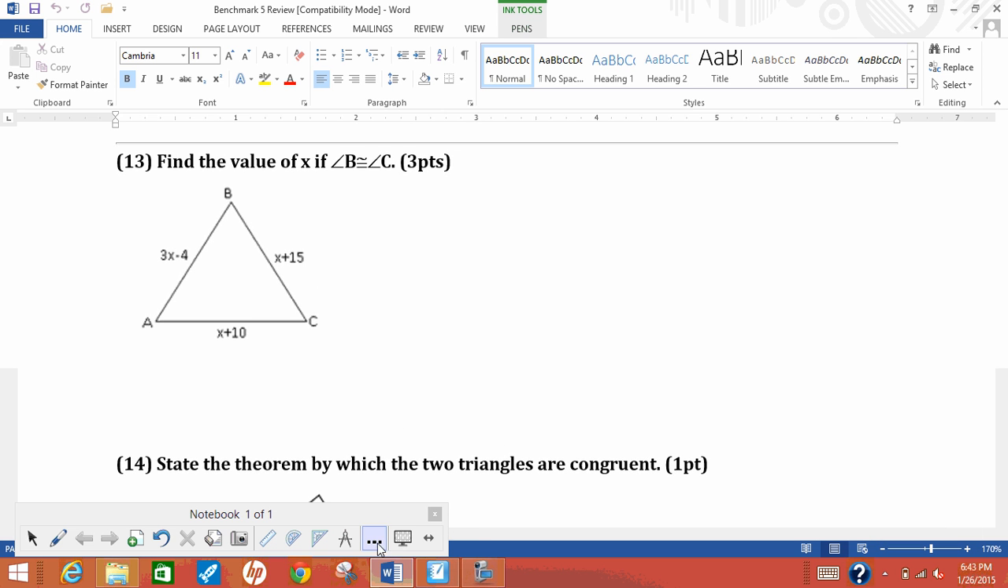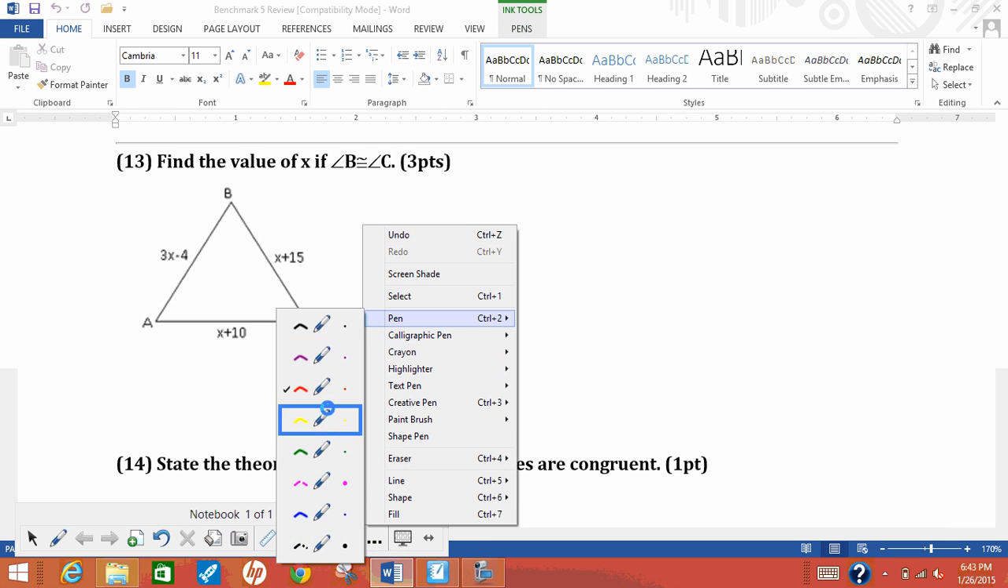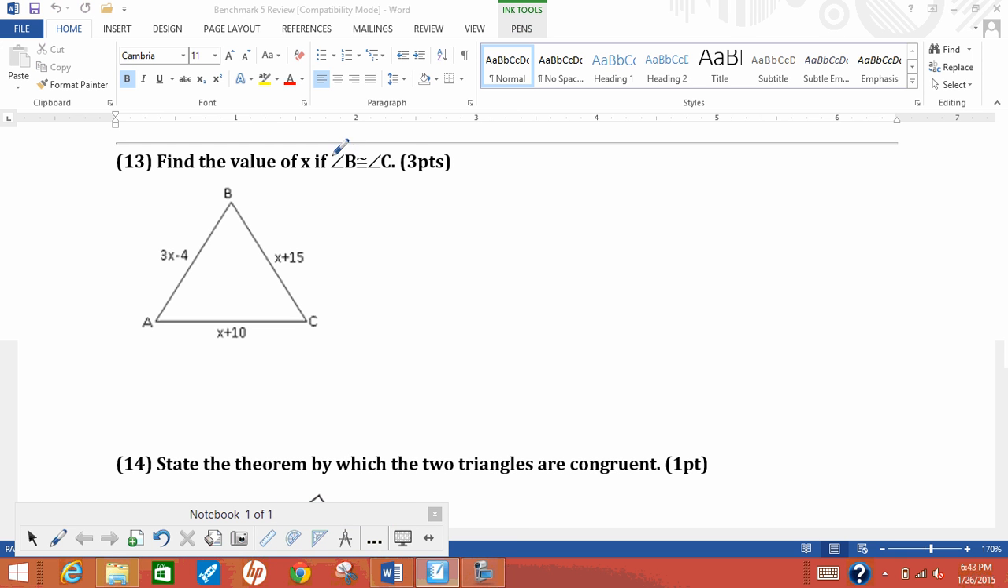This problem I noticed was tricky for some people. We have to make sure that we read the whole question or the whole statement here, angle B congruent to angle C. Just like when we're doing proofs in class, let's put this information on the picture. Angle B is congruent to angle C. That makes this an isosceles triangle. And the sides opposite the congruent angles are also congruent. So I can write an equation 3x minus 4 equals x plus 10.